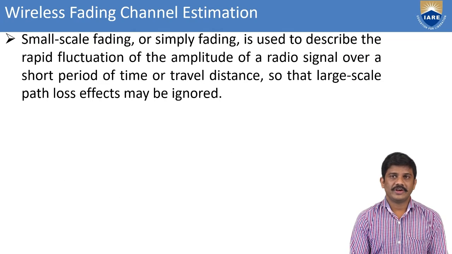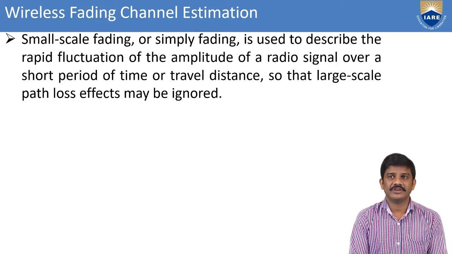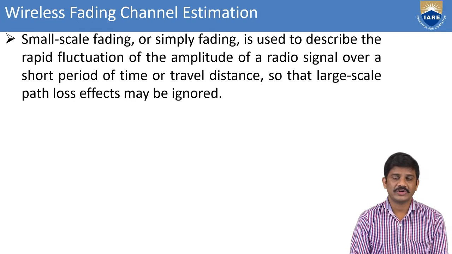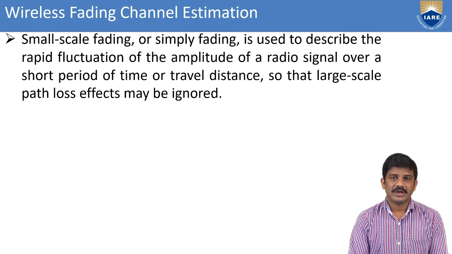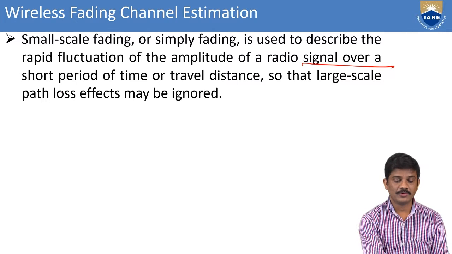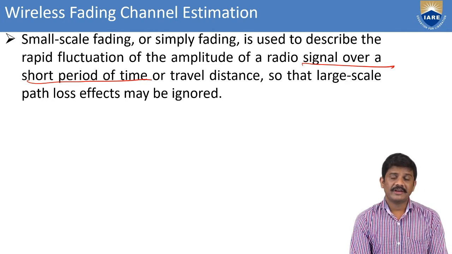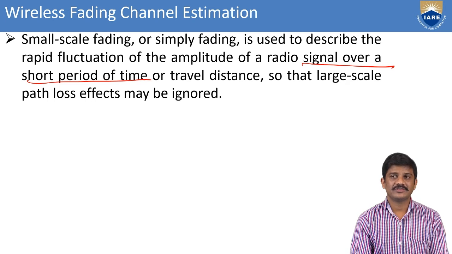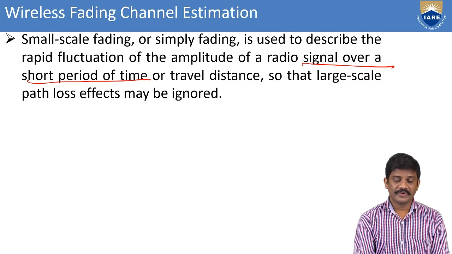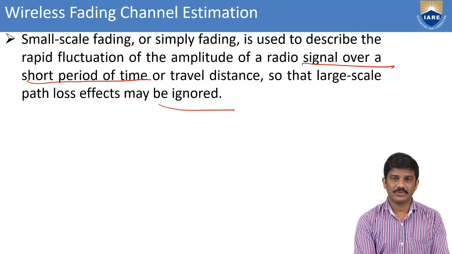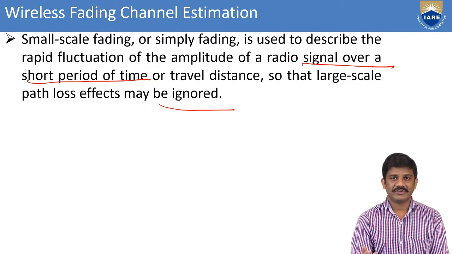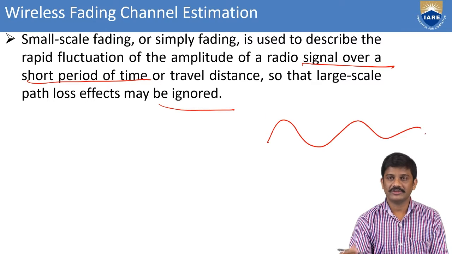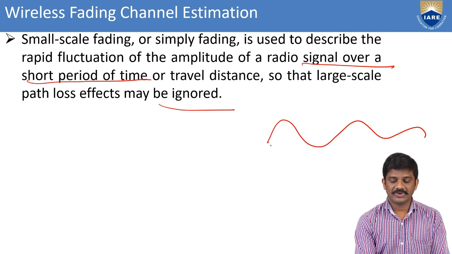Coming to small scale fading, it is simply fading. It is used to describe the rapid fluctuations of the amplitude of a radio signal over a short period. Just now we discussed the signal over a short time period, and the travel distance is very short. Large scale effects may be ignored, but if there is no short distance, it will have a large distance, and that way the time interval is very large.